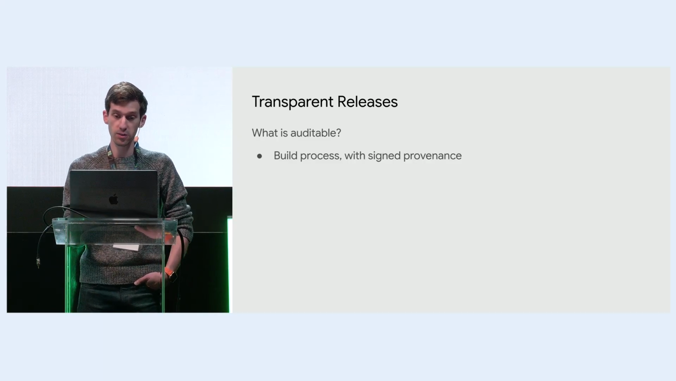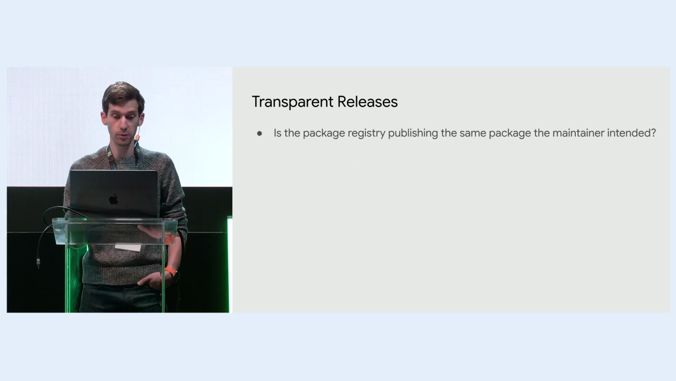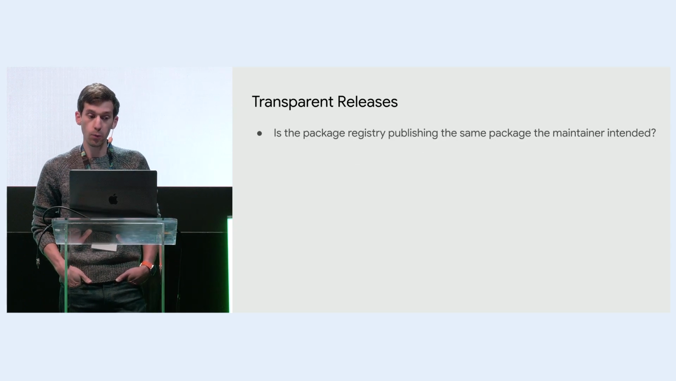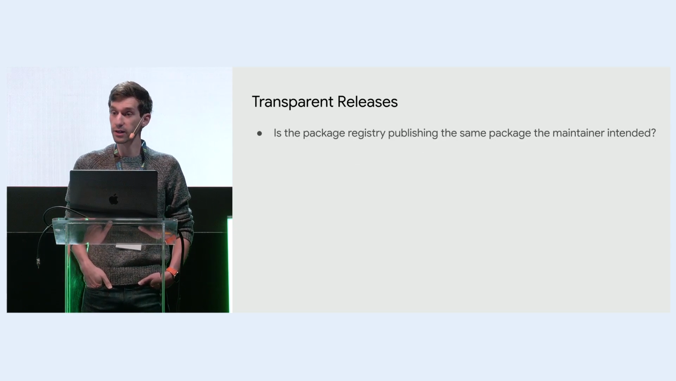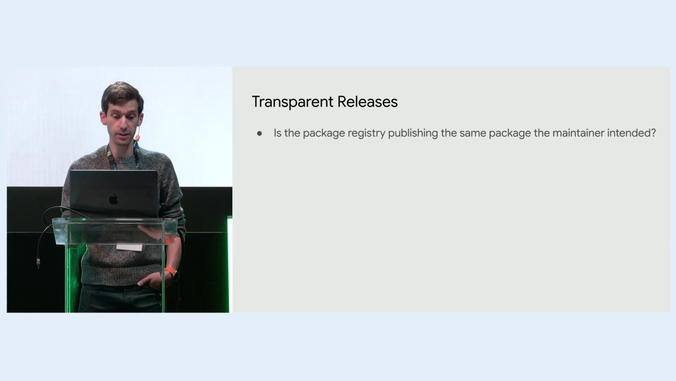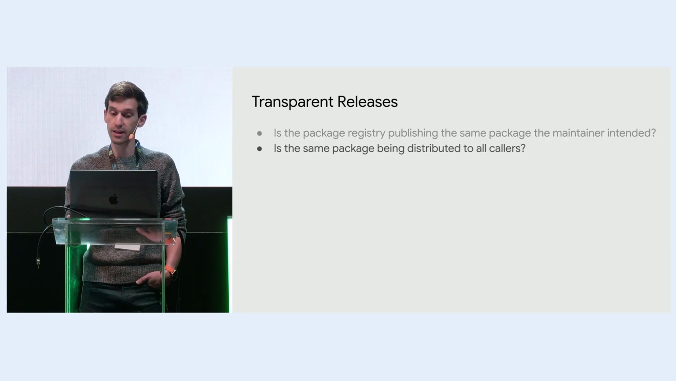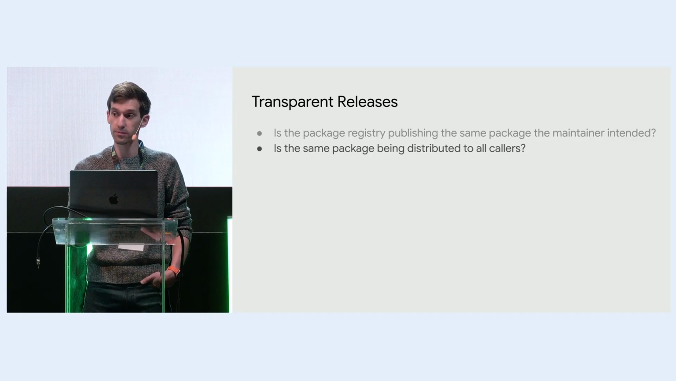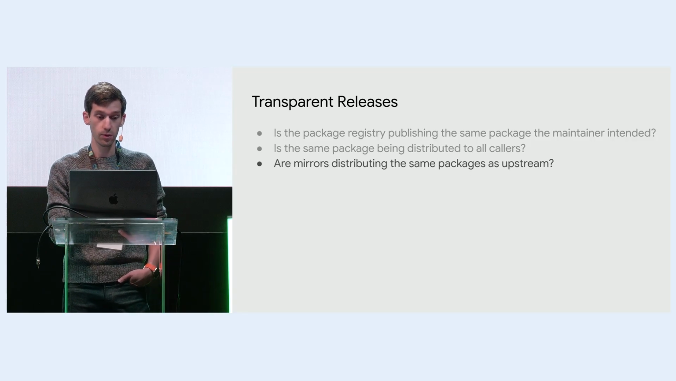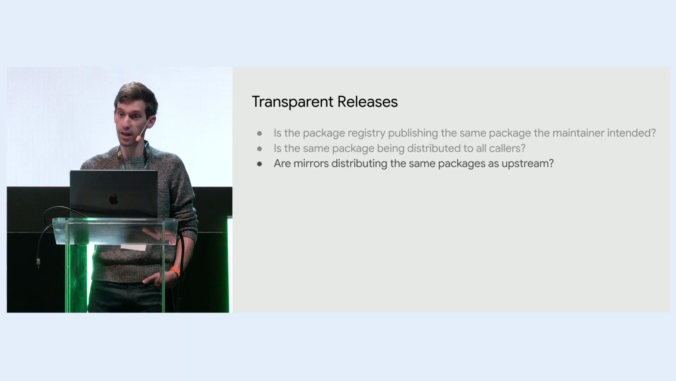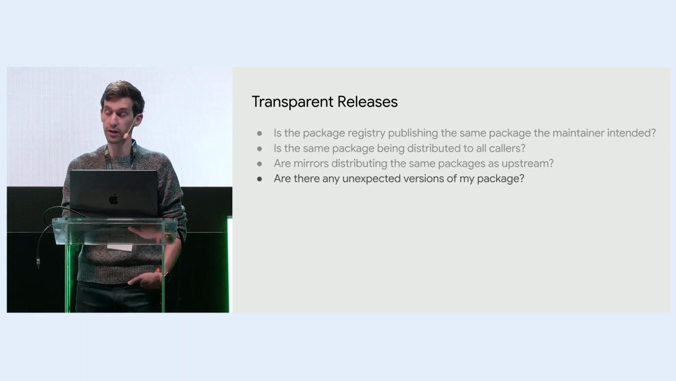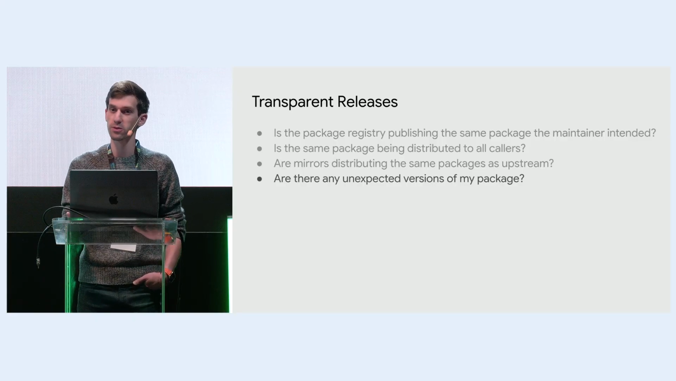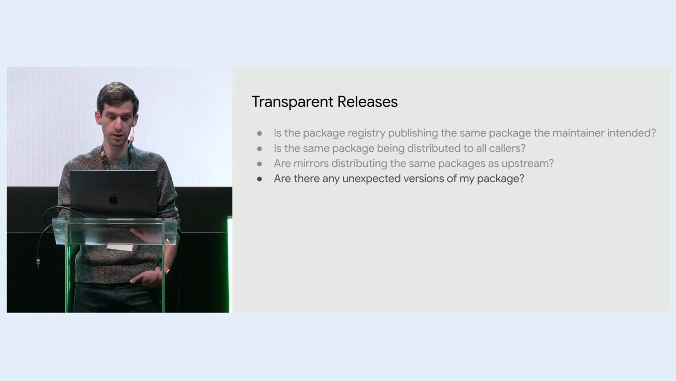And there's a number of questions we might want to answer with transparency. So one is, is the package registry publishing the same package that the maintainer intended? Is this same package being distributed to all callers, or is the package registry serving different packages to different callers? Are mirrors distributing the same packages as upstream? Are there any unexpected versions of my package? Maybe I published v1 and v2, but for some reason the registry is serving v3. Is that transparent?